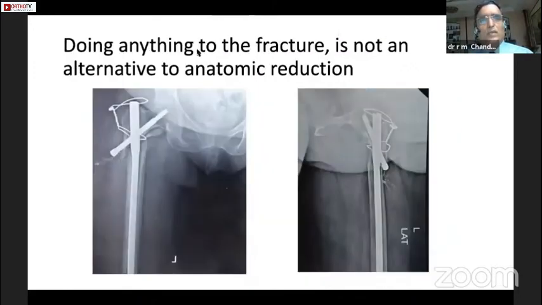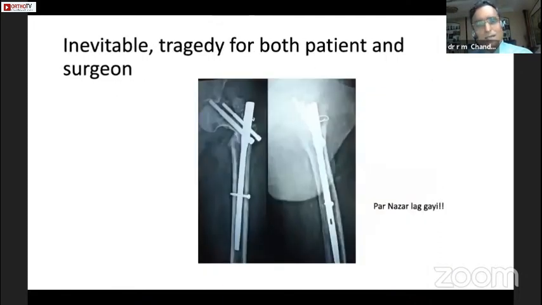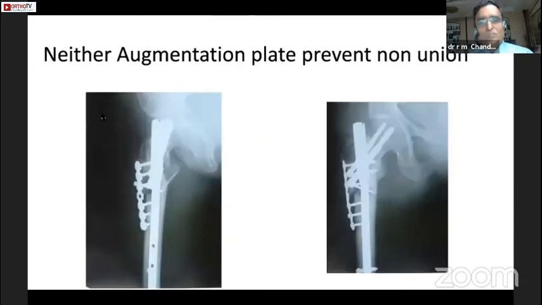See, doing anything to the fracture is not an alternative to an anatomic reduction. An addition of these loops or lateral wall recreation does not help. And adding a loop around the nail or onto the GT is something like fixing a wish thread. The wish thread really did not help in this. And obviously, the reduction did not hold. Again, reconstructing the lateral wall.